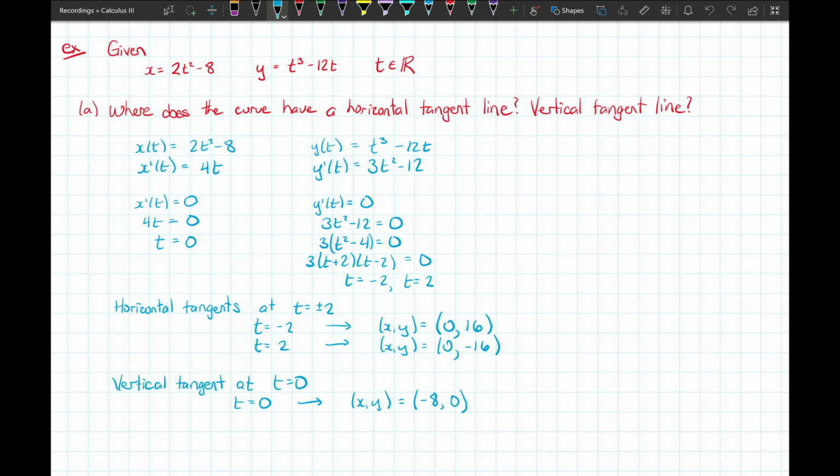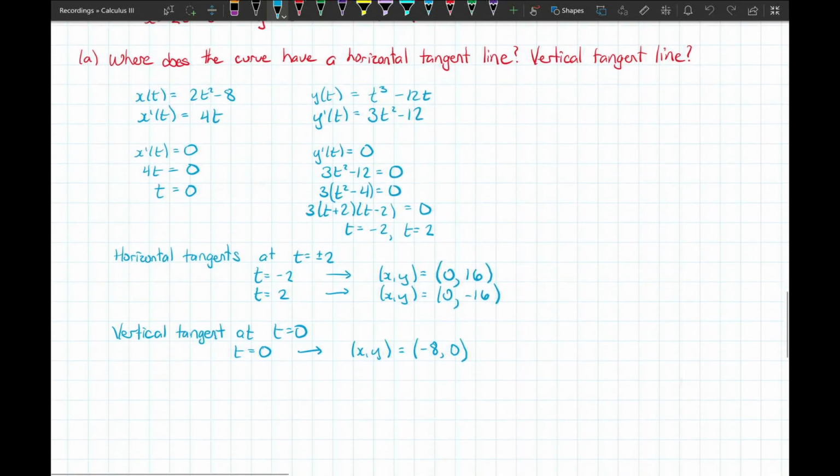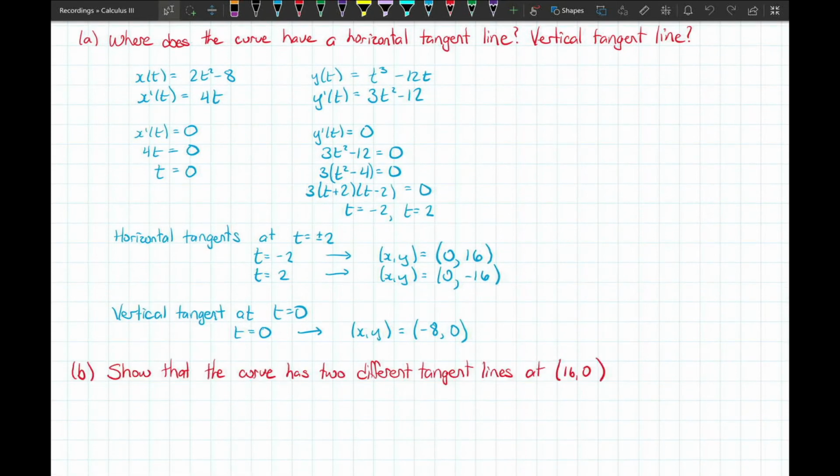Now we know how to find horizontal and vertical tangent lines. What if we were just to find the slope at any given point on the curve? Well, I'm going to choose a point here that has kind of a unique behavior, something that's maybe a little bit more unique to parametric curves. Let's take the point 16, 0. And I want to show you that there are actually two different tangent lines at that same point.